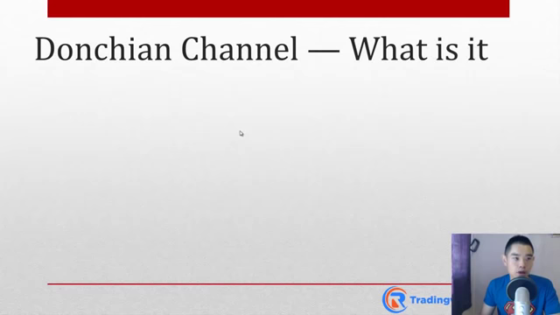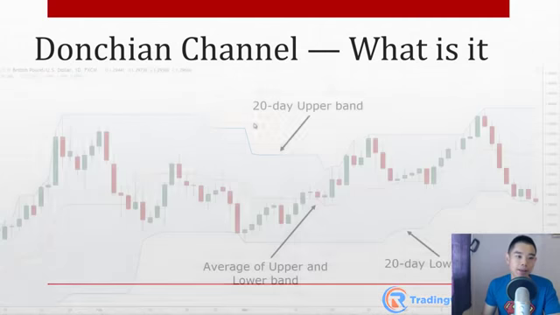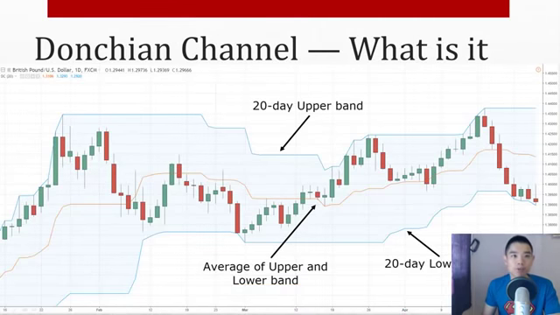But for now, let's move on and talk about the Donchian channel. The Donchian channel is another indicator, and this one is relatively straightforward. No complex math. Over here, there are 3 lines: upper band, middle band, and lower band. The upper band is simply the 20-day high. This one over here is the 20-day low, and this middle band is simply the average between the 20-day high and the 20-day low.